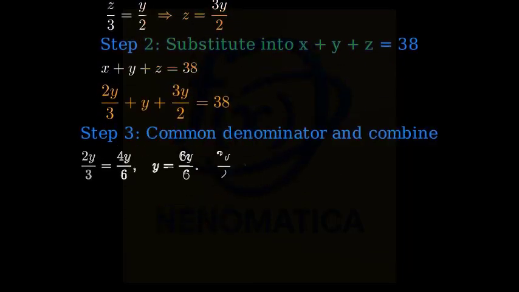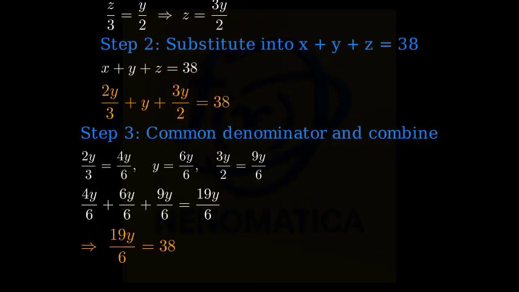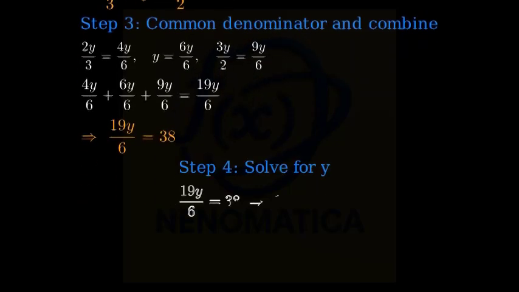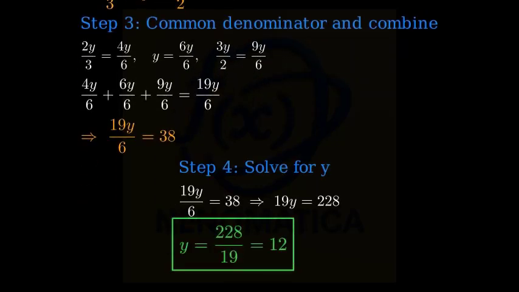To combine the terms, use a common denominator of 6. 2y over 3 is 4y over 6, y is 6y over 6, and 3y over 2 is 9y over 6. Adding gives 19y over 6 equals 38. Now solve for y. Multiply both sides by 6 to get 19y equals 228. Then divide by 19 to obtain y equals 12.